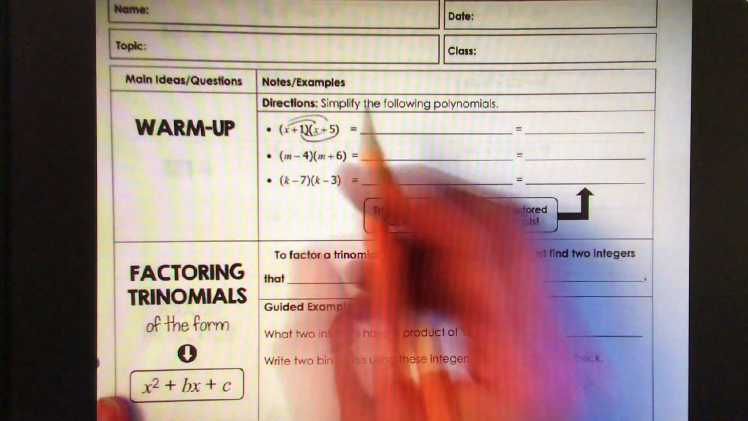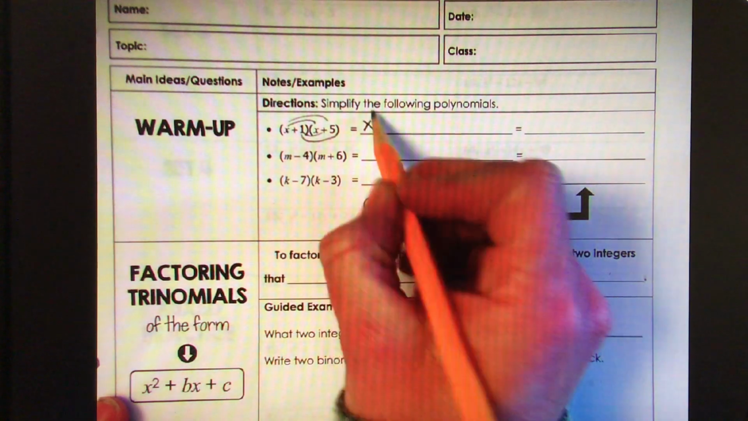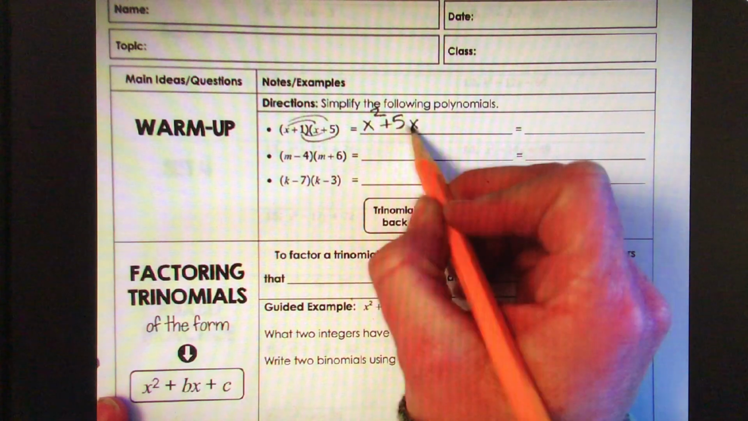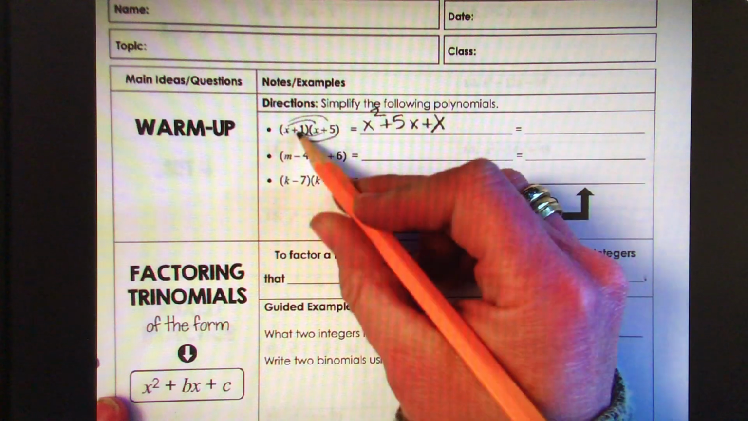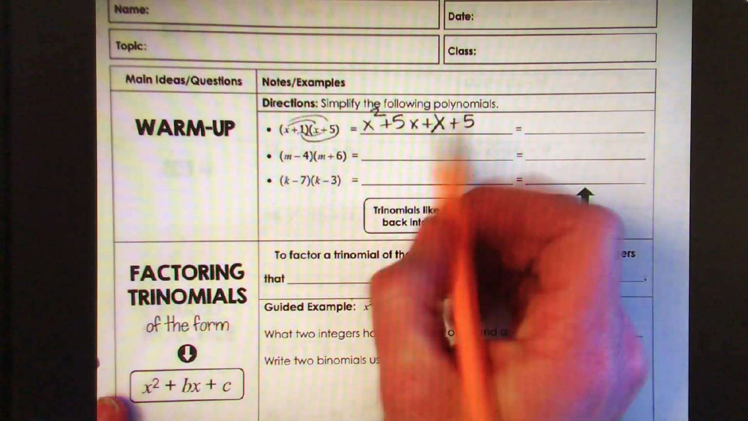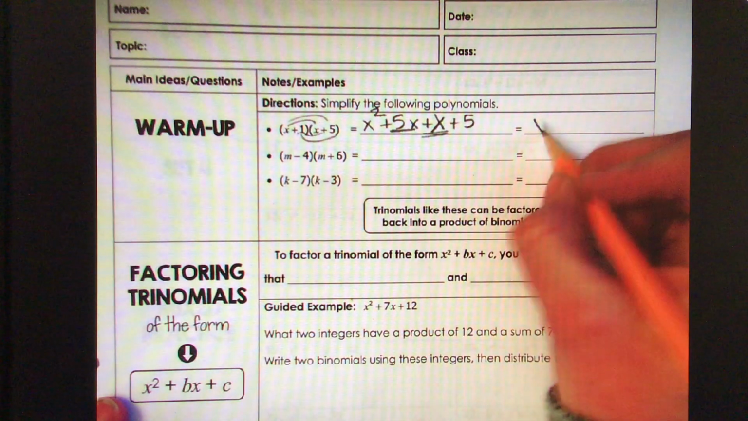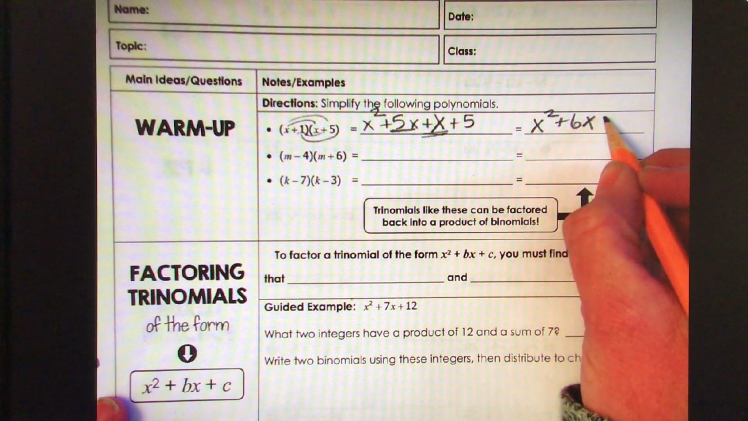So here we go. If I multiply these two binomials together, I should get x squared, and then I should get 5x, and then I should get 1x. I'm adding. And last terms, I'm going to add a 5. And as we know, because we are getting the hang of this, I can combine these terms. So I'm going to end up with x squared plus 6x plus 5.